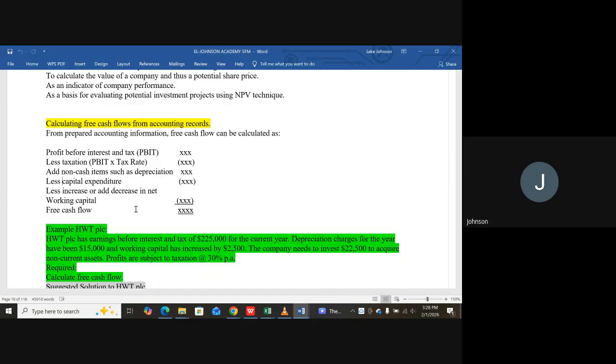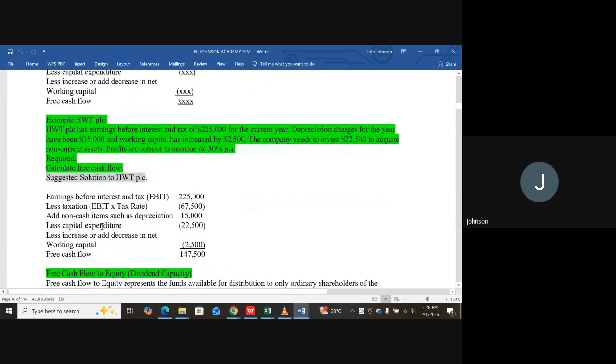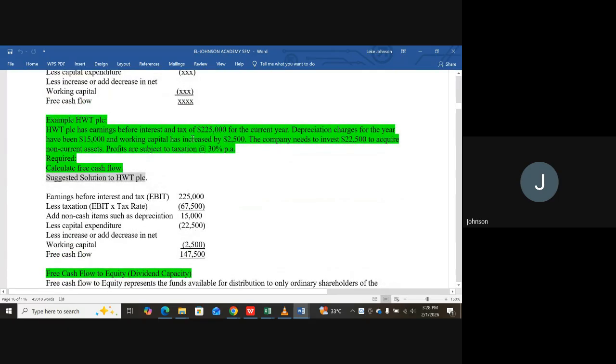So for an increase or decrease in net working capital, you need to either add it or less it, depending on what you have in your question. After you've done all those things, you're going to get what we call the free cash flow. There's an illustration we looked at yesterday that assisted us to understand all this. So there's a format already. All you need to do is take that format and slot the figures inside.